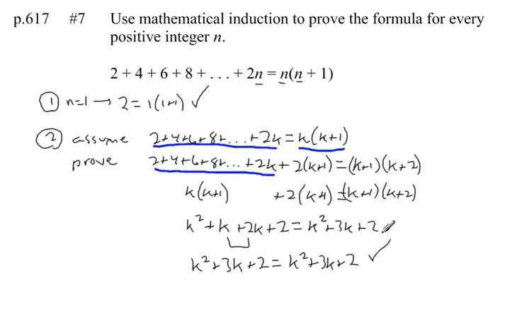Now I can put a check by that. Since both sides are equal, that means that if any term works, the next term will work also. So we have just proven this formula is true for any positive integer n.